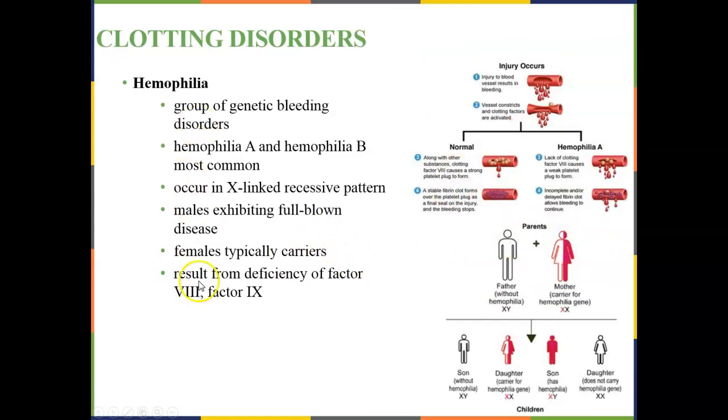And so in hemophilia, one of the most common forms is hemophilia A or B. These are X-linked recessive, so they typically are seen in males because males only have one X chromosome. Females can be carriers. They can also have hemophilia, but they typically are carriers. And in this case, you have either a deficiency in clotting factor 8 or clotting factor 9.